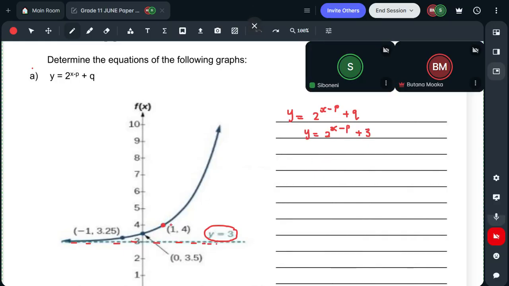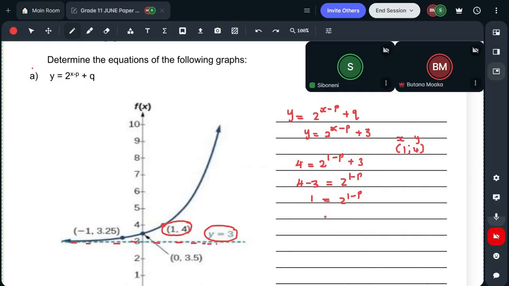Look at the point that we are given there, 1 and 4. So I'm given the point 1 and 4. So this is your x, this is your y. On this equation, where there's y, I'm going to put 4, and where there's x, I'll put 1, and this will help me to solve for p. So this will be 4, I'm going to subtract 3. This is equal to 2 to the power 1 minus p.